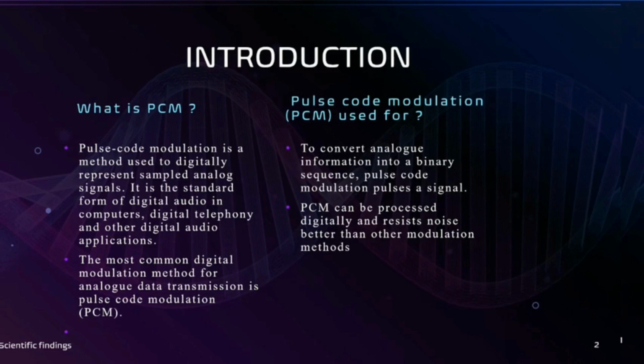Then we need to know the function of PCM. The function of PCM is to convert analog information into a binary sequence. PCM can be processed digitally and resists noise better than other modulation methods.